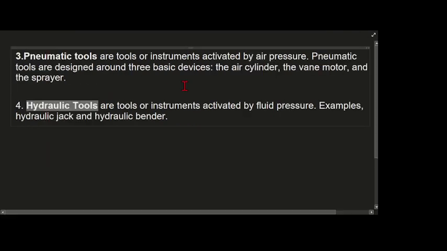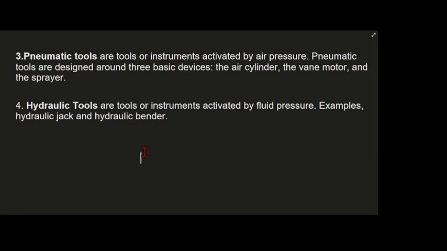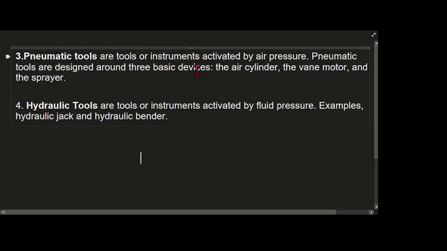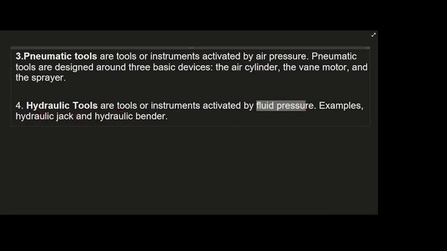The next type is a pneumatic tool. A pneumatic tool is a tool or instrument activated by air pressure. Pneumatic tools are designed around three basic devices: the air cylinder, the vane motor, and the sprayer. Yung hydraulic tool naman are instruments activated by fluid pressure. Examples of that are the hydraulic jack and the hydraulic bender.